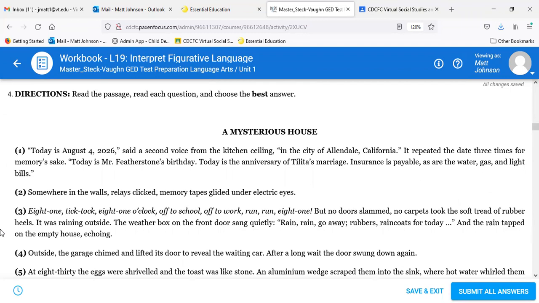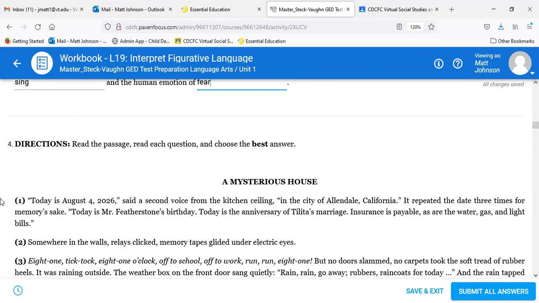The first 2, bless you. Today is August 4th, 2026, said a second voice from the kitchen ceiling in the city of Allendale, California. It repeated the date 3 times for the memory's sake.